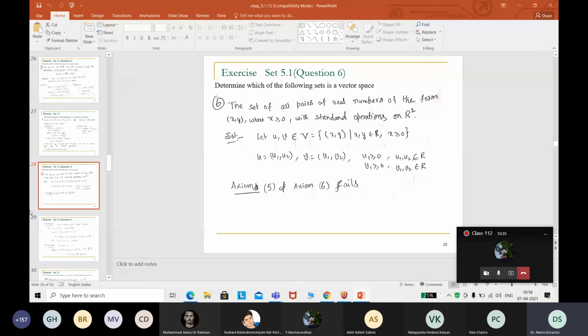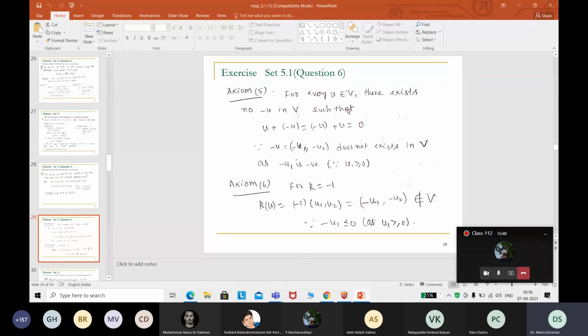For axioms 5 and 6, you see u is a vector in the capital V, which is x comma y, and when you are multiplying with k equal to -1, then you will get a negative first component, which will not belong to V because u1 should be greater than 0, but it is less than 0. So that is the reason axiom 6 is not satisfied. Second, u belongs to V, there exists minus u in V such that u plus minus u is equal to 0. Again u1 should be greater than 0. So both the conditions should be satisfied.